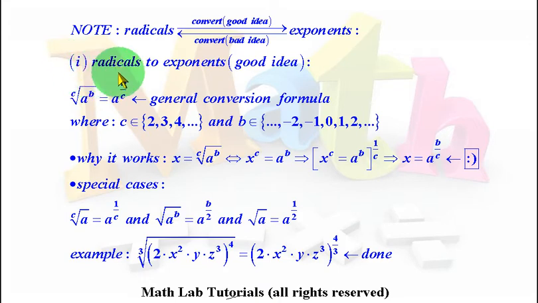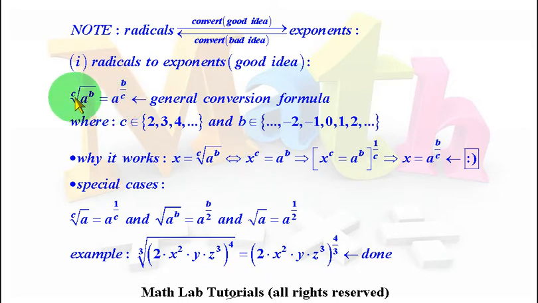We'll look at point number 1. We're going to be converting radicals to exponents, and as I indicated, that's always a good idea. And this is how we convert. The cth root of a to the power b converts to a to the power b over c. Notice that the c becomes the denominator of the b. That's essentially all that happens. So when you have a power like a to the power b and you have the cth root, it just becomes a to the power b over c. That's very easy to do.